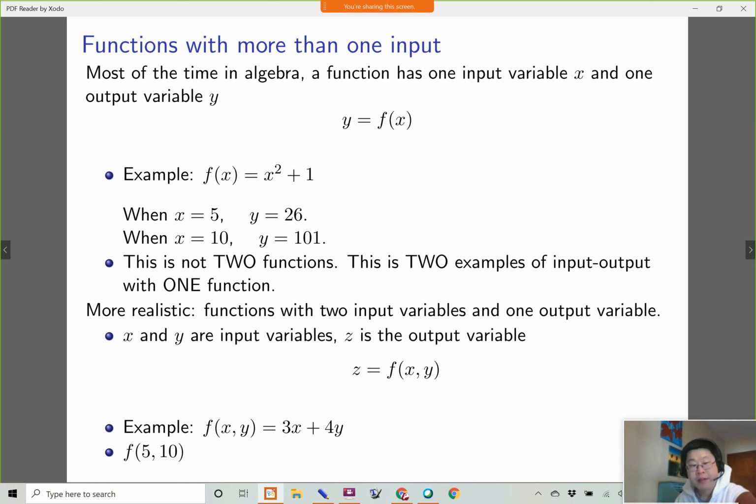So for example, to find f of 5 comma 10, the 5 is before the comma, so x is before the comma. We've got to be careful about which thing we plug in for which. So plug in 5 for x, plug in 10 for y. So 3 times 5 plus 4 times 10 equals, and then I went ahead and simplified it all the way down to get the number 55.